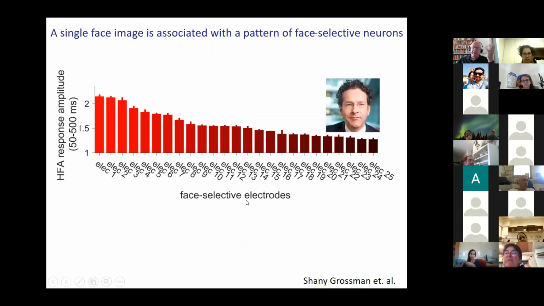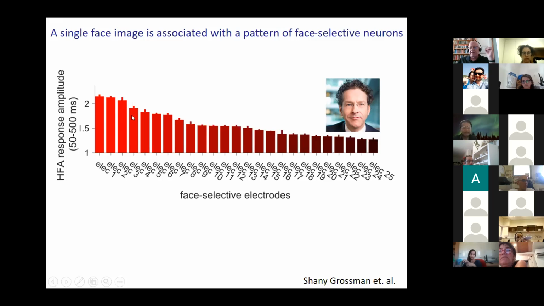We can invert the analysis and ask the following question. Before, we asked what kind of activation we get for a single contact to different faces. Now we can ask what profile of activation we get to a single face across all the face selective contacts that we recorded from. And you see here an example. This is work done by Shani Grossman. And Shani conveniently arranged the electrodes in such a way that the highest activation is on the left and the lowest activation is on the right.